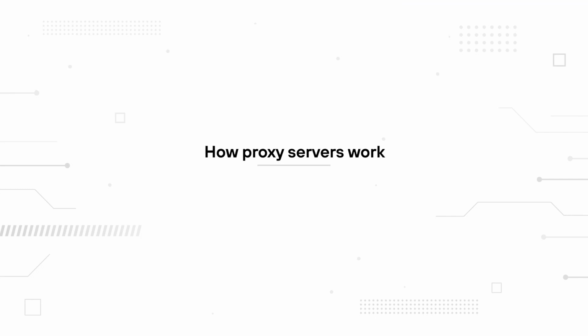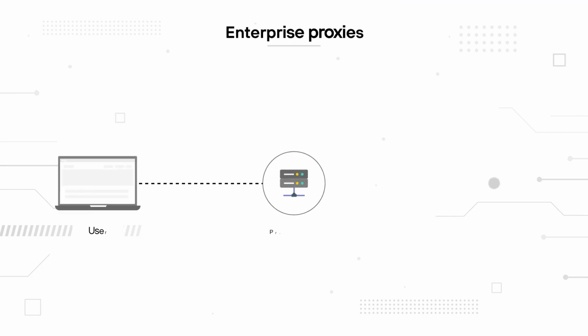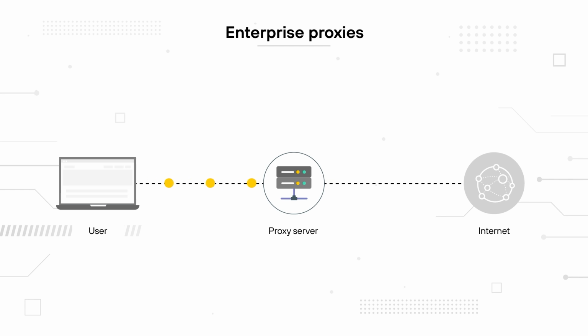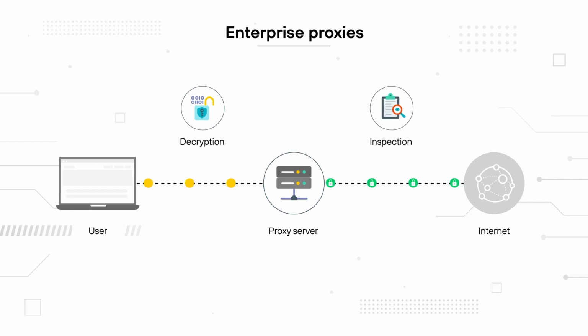Now let's look at how they work. In a business network, a proxy intercepts a request, responds to the user to keep the session open, and opens a second connection to the destination. This gives the proxy visibility. It can decrypt traffic, inspect content, filter it, and enforce policies. It might also cache content or reroute traffic.